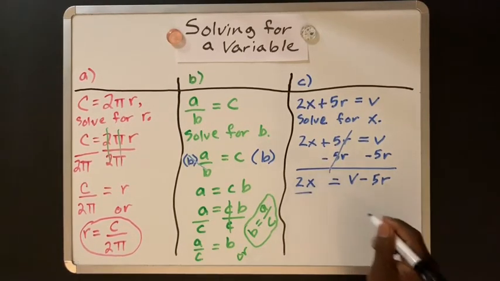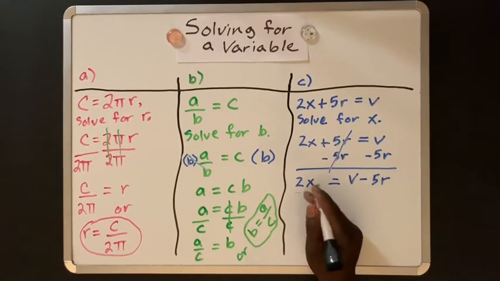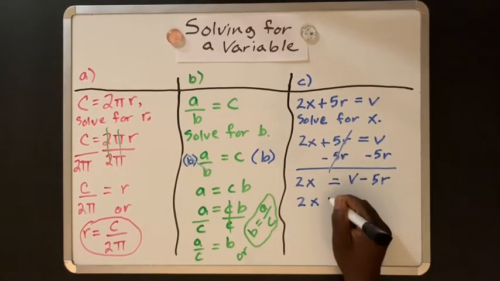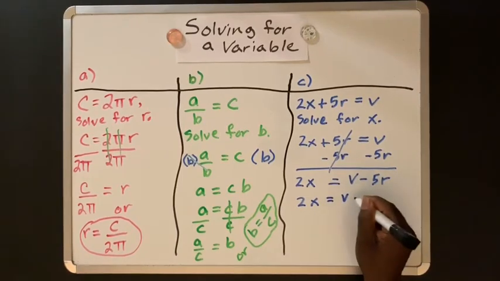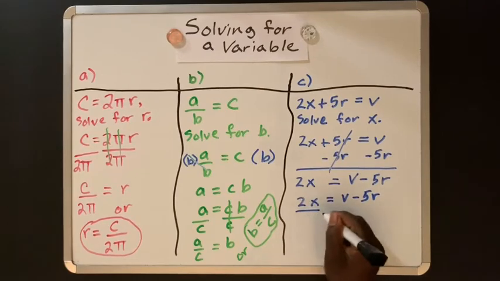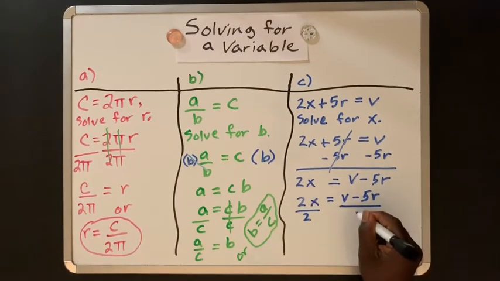So we divide. Well, I think I'm going to make that explicit because I like to always make my steps explicit. So I'm going to copy that again. 2 times x equals v minus 5 times r. So then, yes, we divide this side of the equation by 2. Whatever you do to one side, you do to the other.